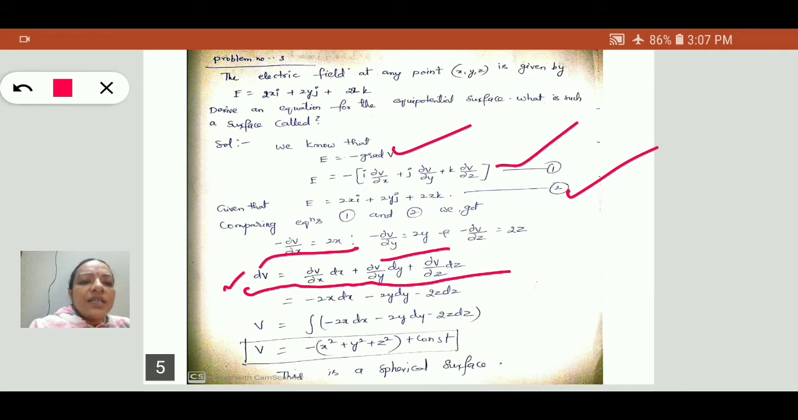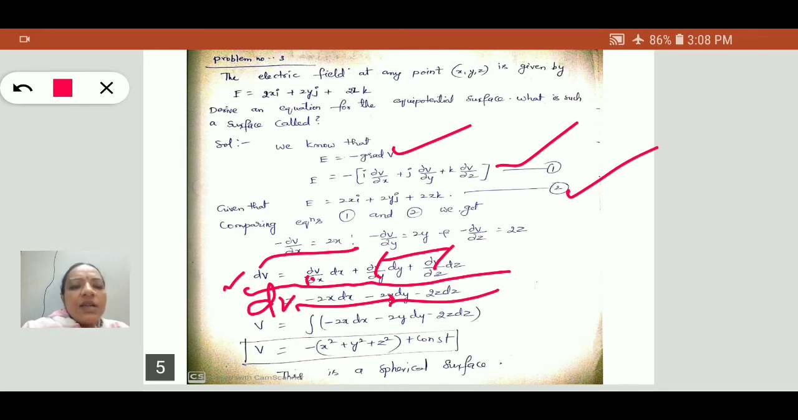So the next step that we are taking is dV as ∂V/∂x into dx plus ∂V/∂y into dy plus ∂V/∂z into dz. Substituting these values of ∂V/∂x, ∂V/∂y, ∂V/∂z in this equation, we get minus 2x dx minus 2y dy minus 2z dz. So this is the derivation of the potential function. We need only the potential function, so after writing this dV, just integrate this function and we get the potential function.